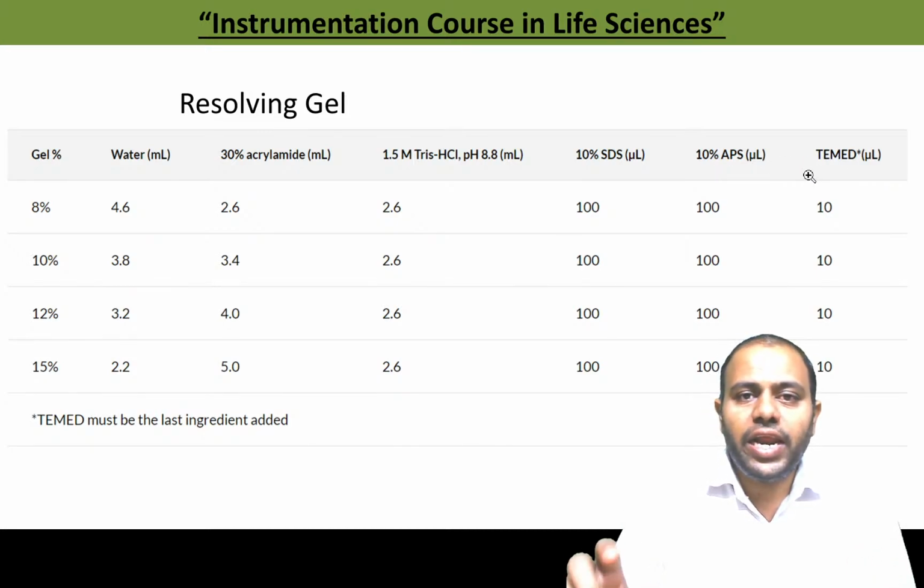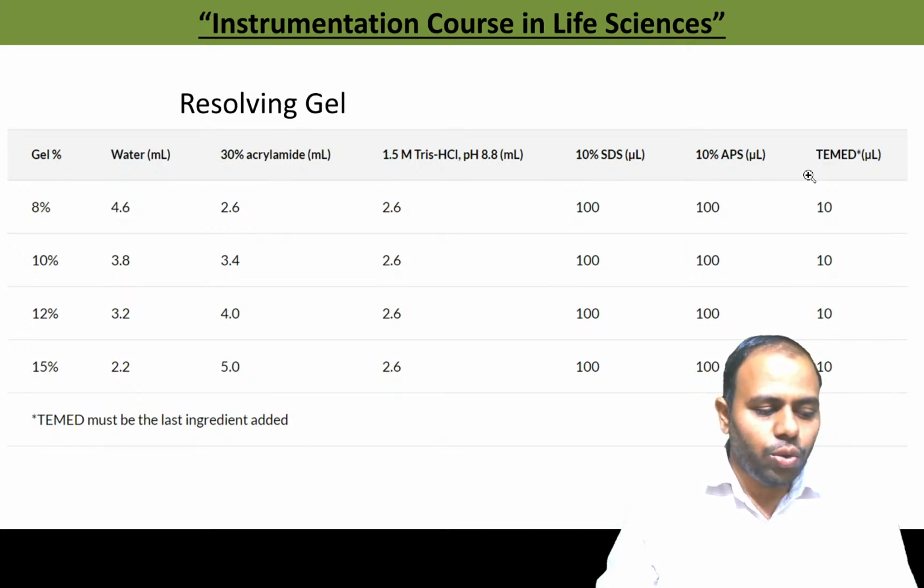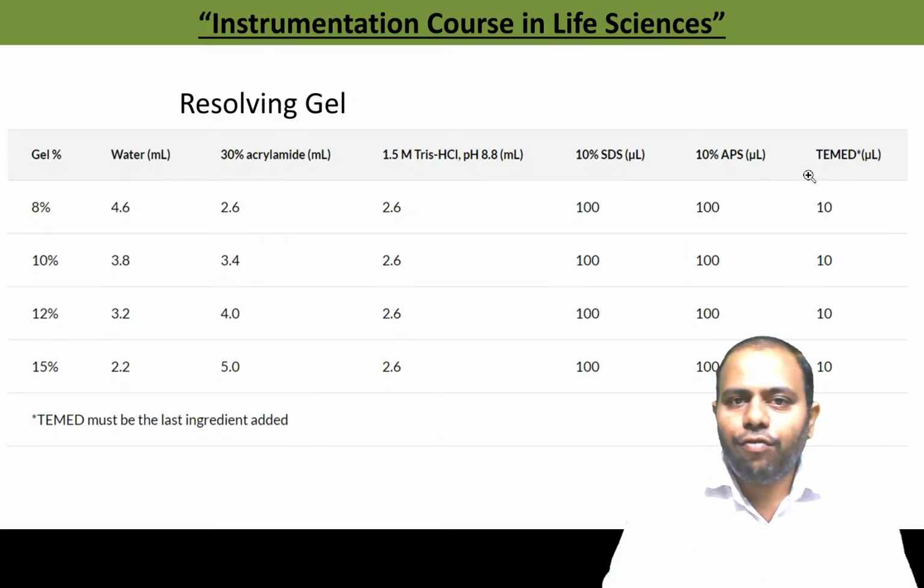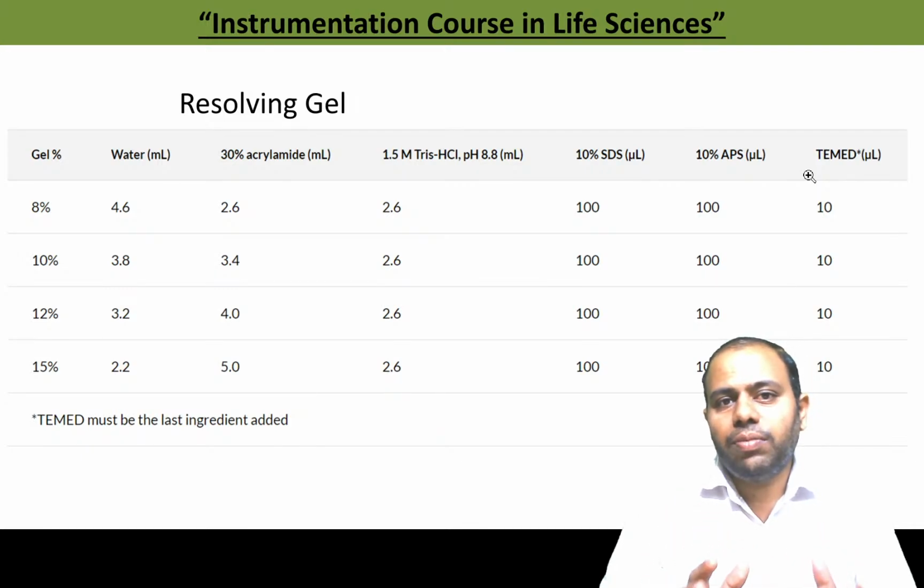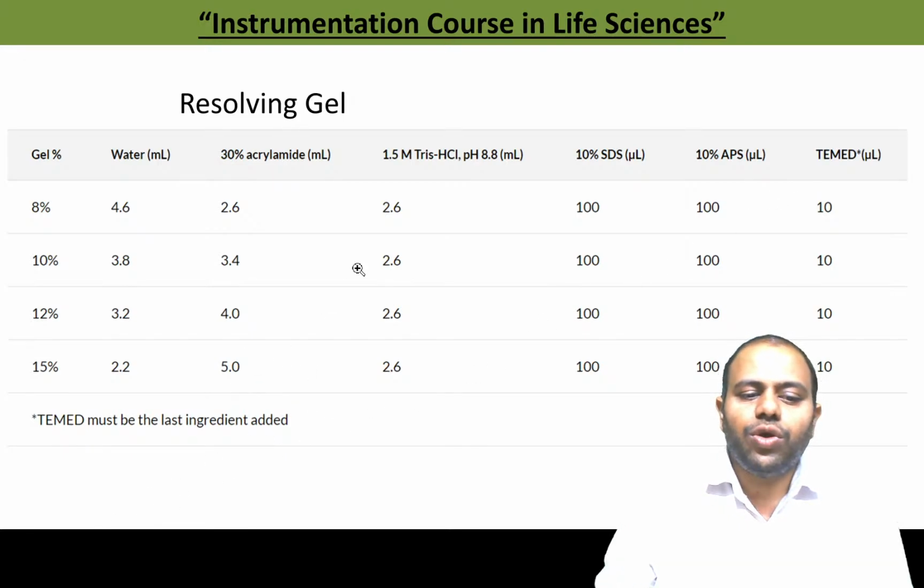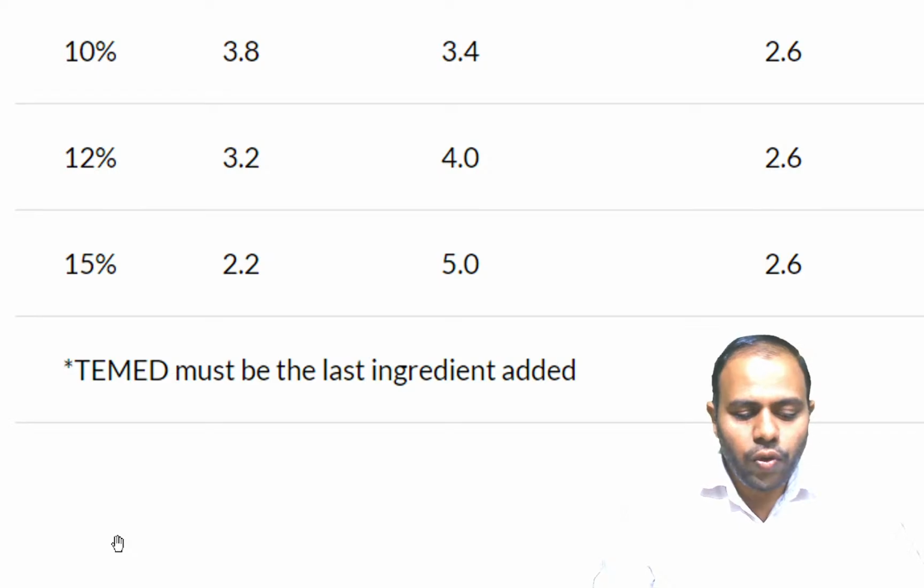So you have to immediately pour that gel in between the plates. While pouring the gel, you have to ensure that there is no air bubble trapped, because the air bubble will have O2, and O2 stops or limits the polymerization process. Okay, so this was the concentration of the resolving gel that was shown to you here.